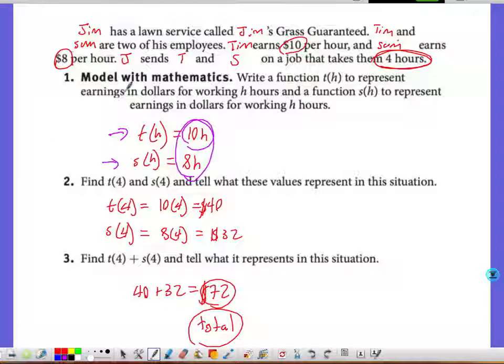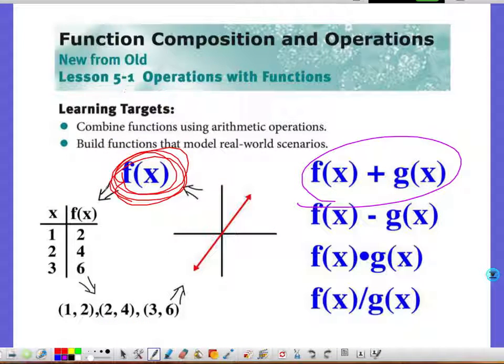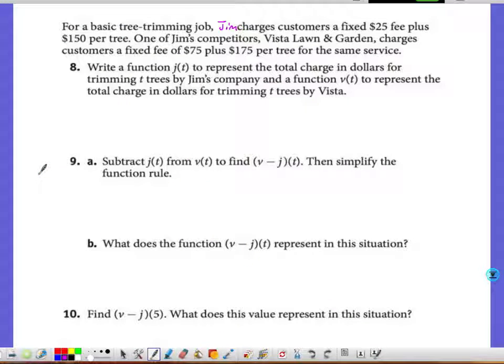Okay, so again, we want to build functions that model real-world scenarios. So again, we have a real-world scenario here. What is going to be the function j of t? And what is going to be the function v of t? So pause the video right here and read this information carefully.